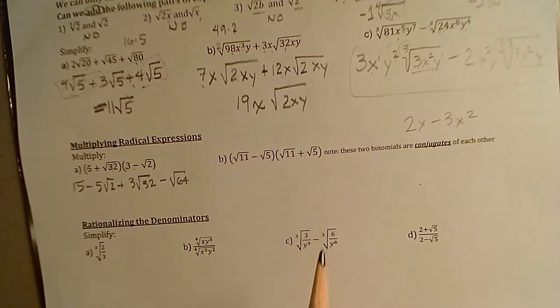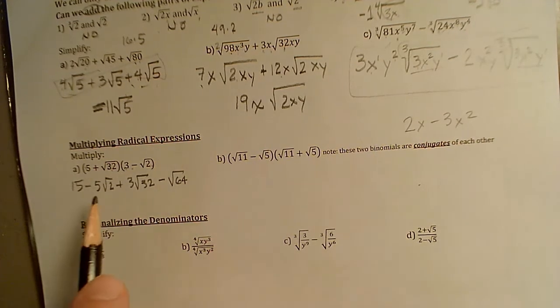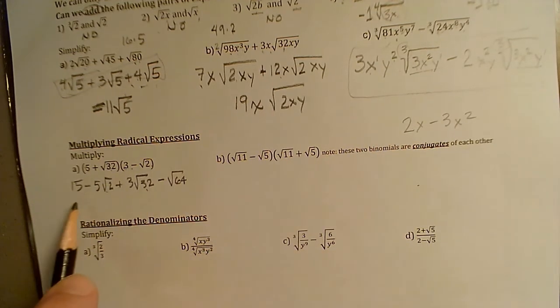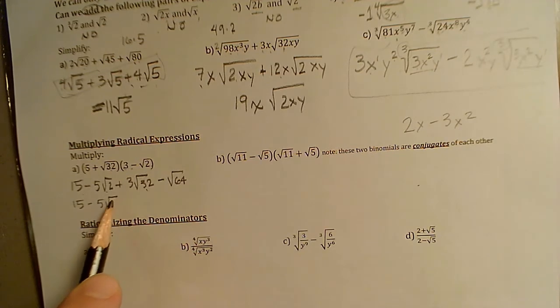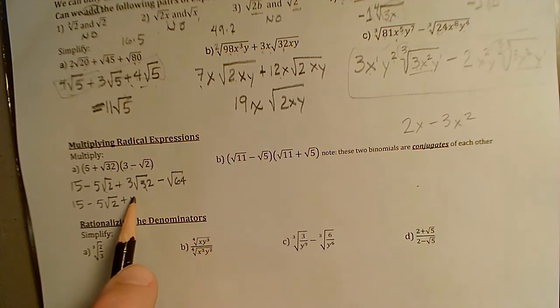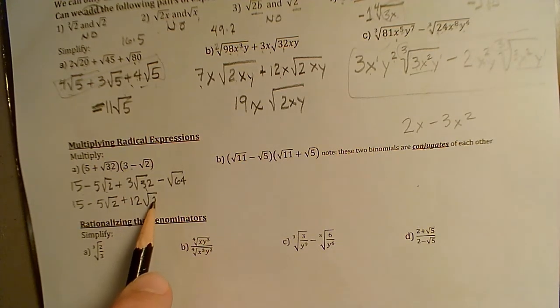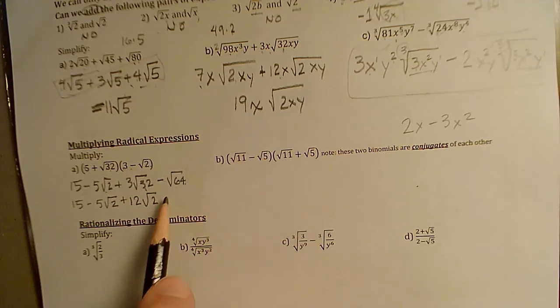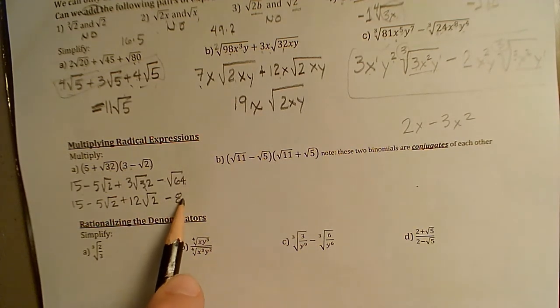Now we want to go back and simplify some of this stuff. That can't simplify, but this has a 16 in it. So that can come out as a 4. So we have 15 minus 5 square root of 2 plus, again, that was a 16. That comes out as a 4. Multiplied by the 3 gives me 12. What's left in there was the 2. All right, and then the square root of 64, well, that's a perfect square, minus 8.